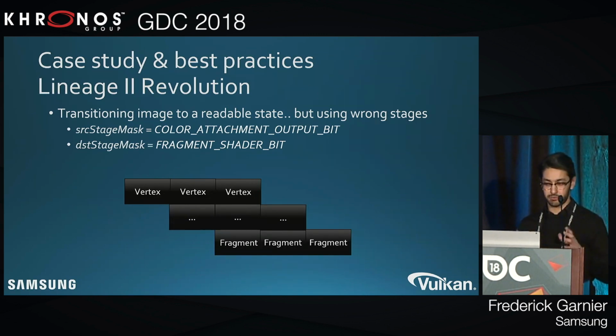So basically, it was as follows. The image was being rendered to, and then we would sample from it. So we transitioned to a readable state. In that case, what we want to do is wait on the color writing stage. And when that completes, we unblock the fragment stage and actually start doing the sampling.